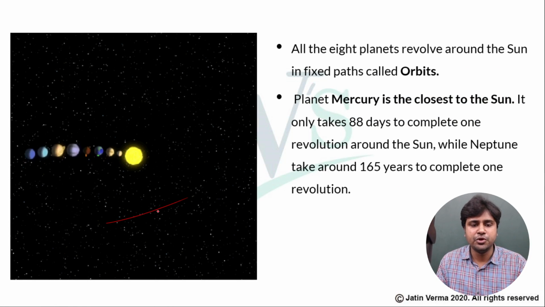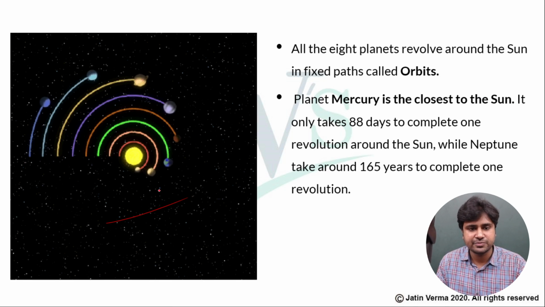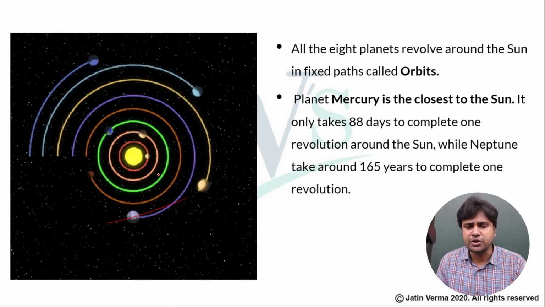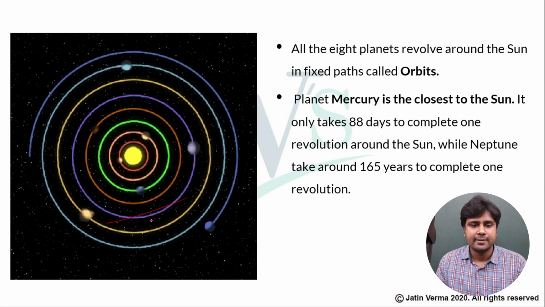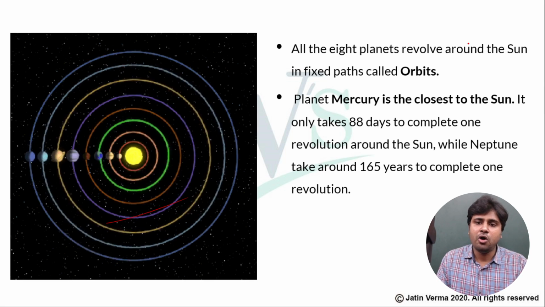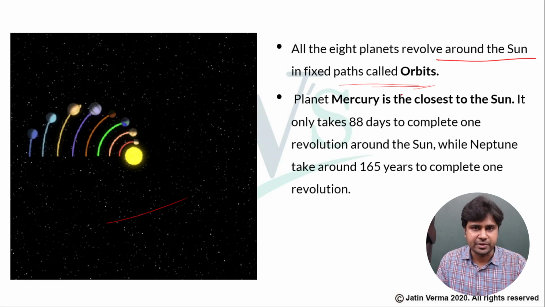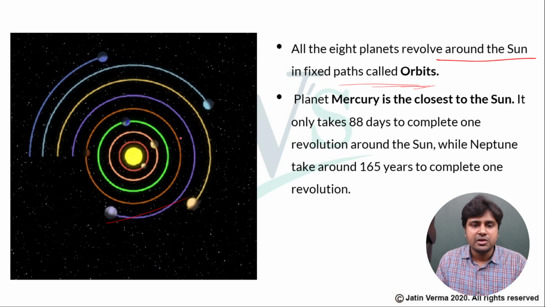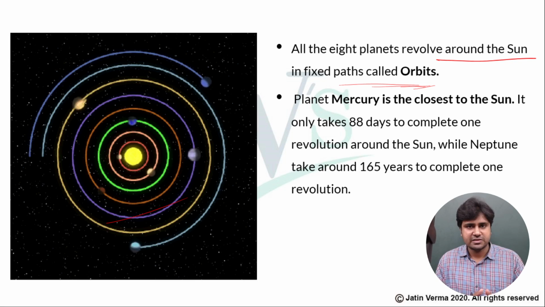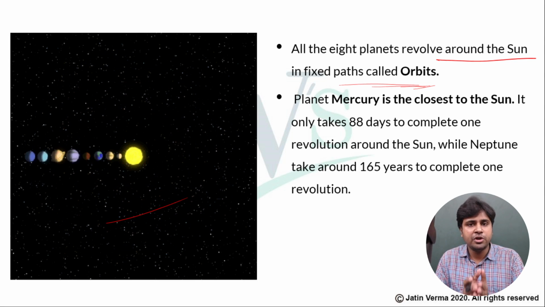So just look at this beautiful animation which shows the revolution of the 8 planets in the solar system, starting with Mercury, which is the closest planet. Now, all the 8 planets revolve around the sun in fixed paths called orbits. So you can see the orbits of all the 8 planets, right? So these orbits are fixed paths. The planets do not deviate from their orbit. The planet will only move in that fixed path, which is called orbit.